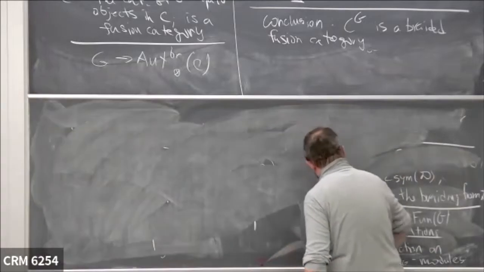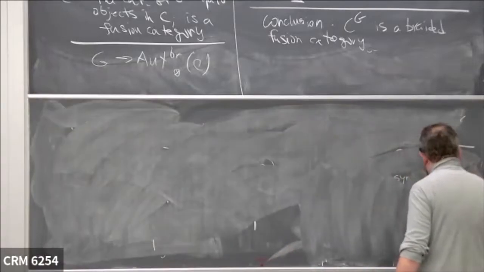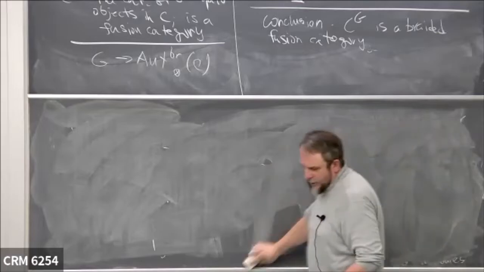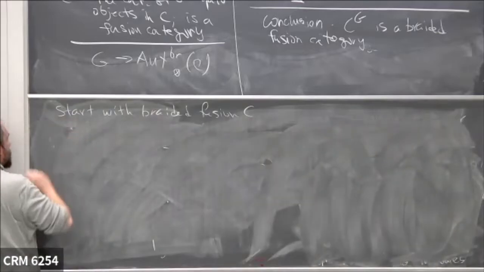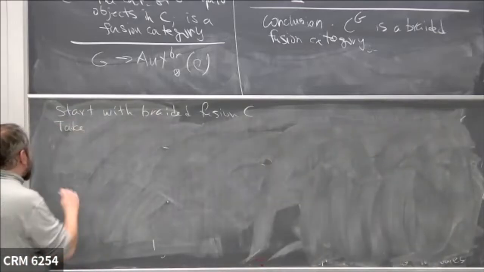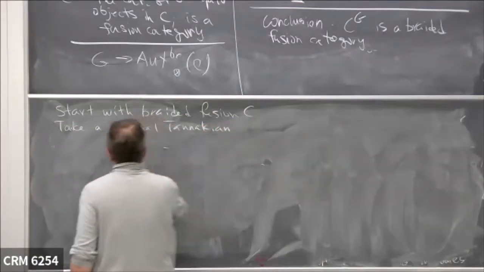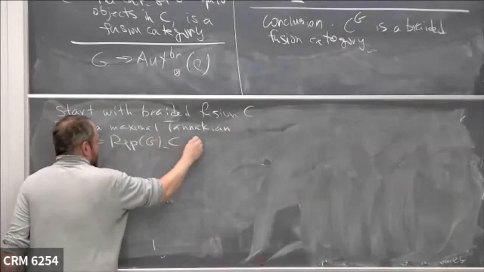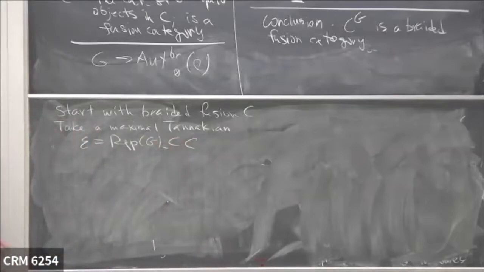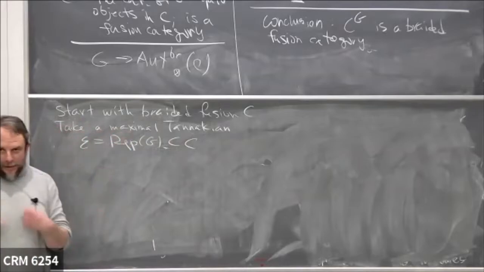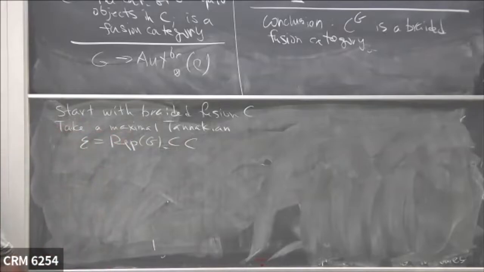Start with a braided fusion category C, not necessarily non-degenerate, an arbitrary braided fusion category. Suppose now we take a Tannakian category. In fact, I'm going to do this. I will take a maximal Tannakian subcategory E sitting inside C. So maximal with respect to inclusion. So it's not properly contained in any larger Tannakian category, right? So it is a maximal one. There can be several, even corresponding to different groups. Yes. So pick one of them.